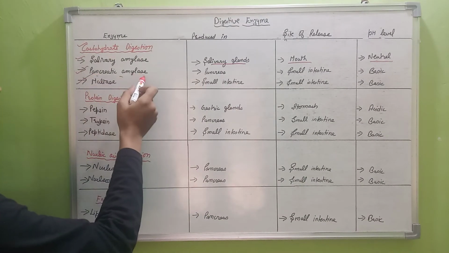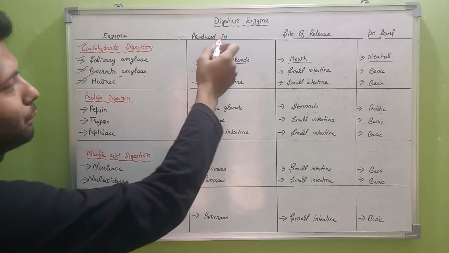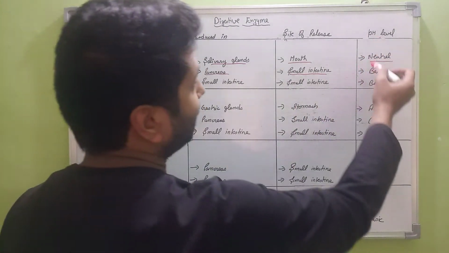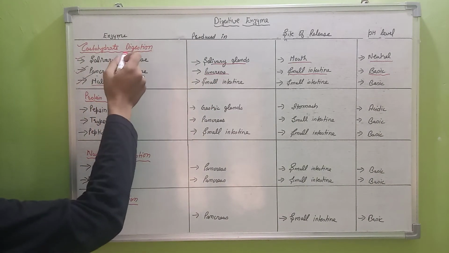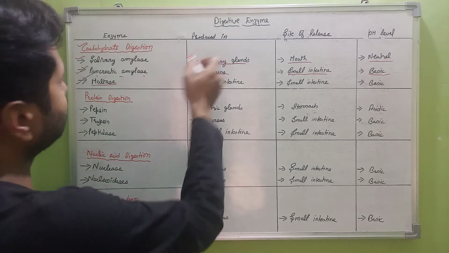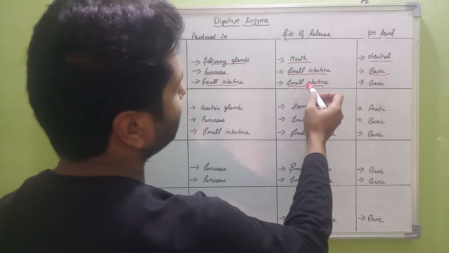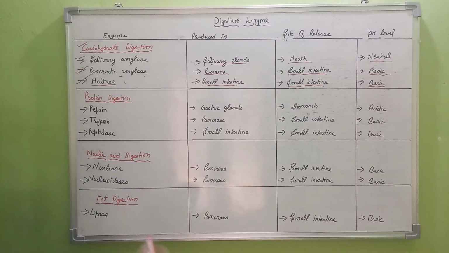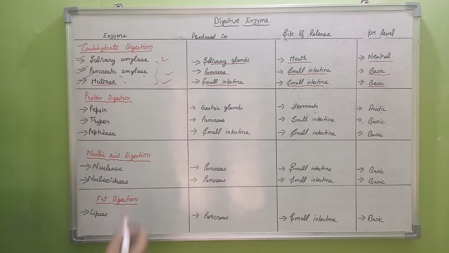Second is pancreatic amylase, which helps in carbohydrate digestion. The pancreatic amylase is produced in the pancreas, its site of release is the small intestine, and the pH of this enzyme is basic. Next is maltase, which helps in the carbohydrate digestion. This enzyme is produced in the small intestine, the site of release is the small intestine, and the pH level is basic. So these three enzymes, salivary amylase, pancreatic amylase and maltase, are responsible for the carbohydrate digestion.